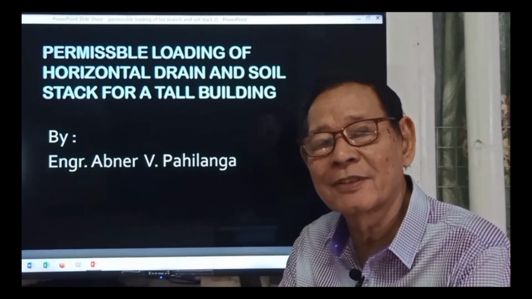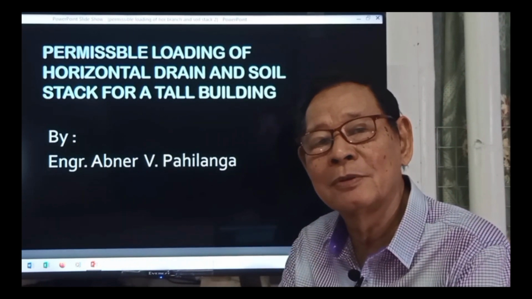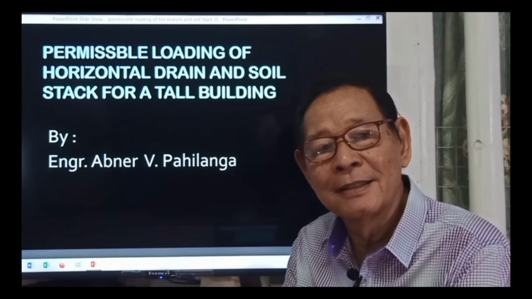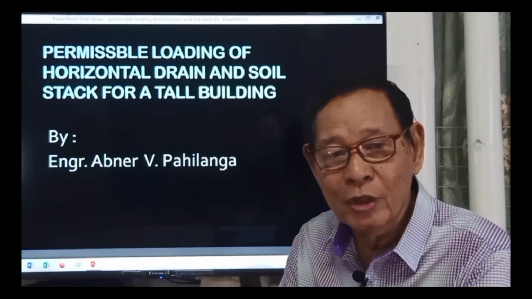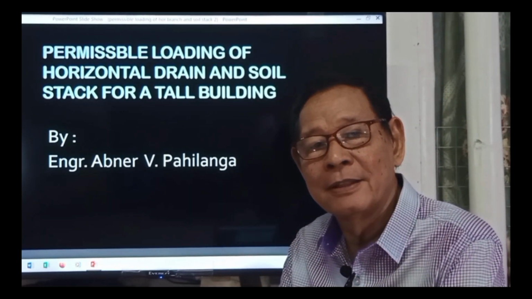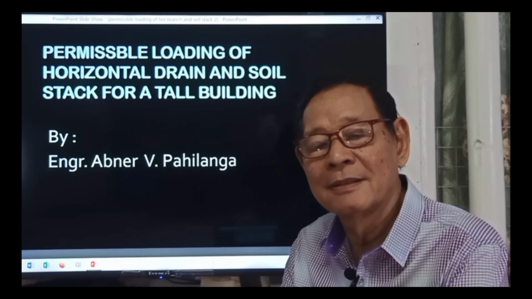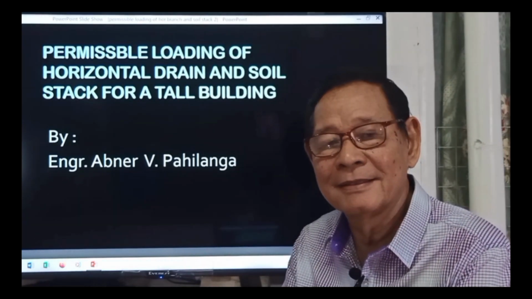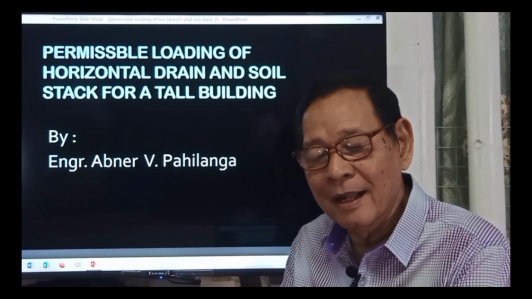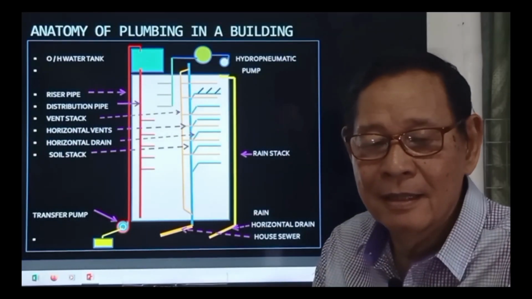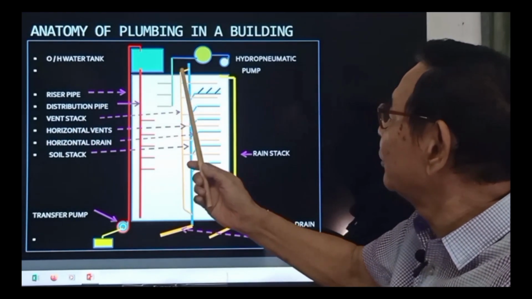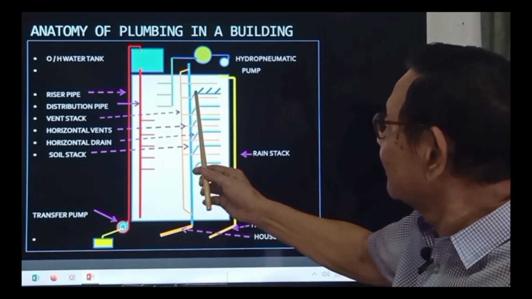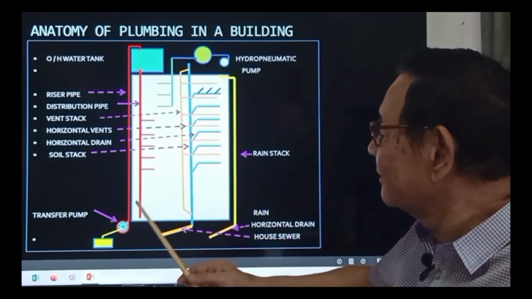Now in our case, I have to show you the much difference of what we have known about plumbing system in the horizontal and the vertical relationships of the drain, waste, and vent. This one is the most important in our designing. I will show to you the anatomy of the building in our plumbing system. This one, the soil stack, the vent stack, and the horizontal drain.